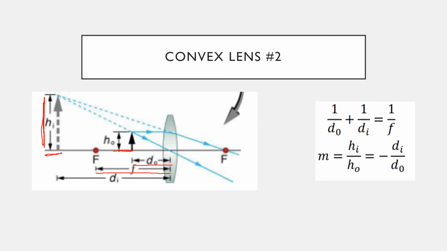And if we look at our magnification, it gives us the height of the image over the height of the object. And the height of the image is actually going to be greater than the height of our object, giving us a positive and larger magnification.